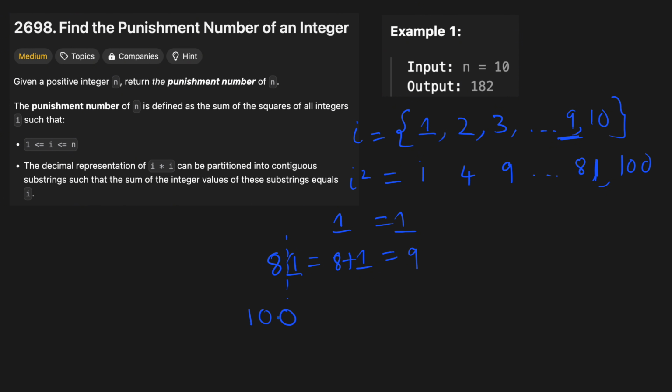Now let's take i equal to 10 with i square is equal to 100. And again 100 can be partitioned like this, and the sum of these partitions will be equal to 10 plus 0, which is equal to 10, that is i. So this is also a valid i for punishment. So all the i's we saw so far were valid i's for punishment.